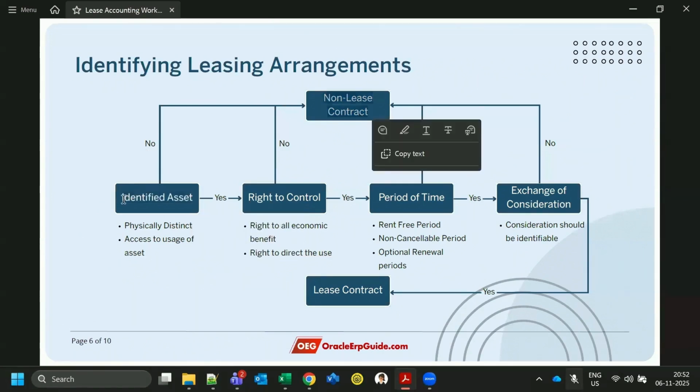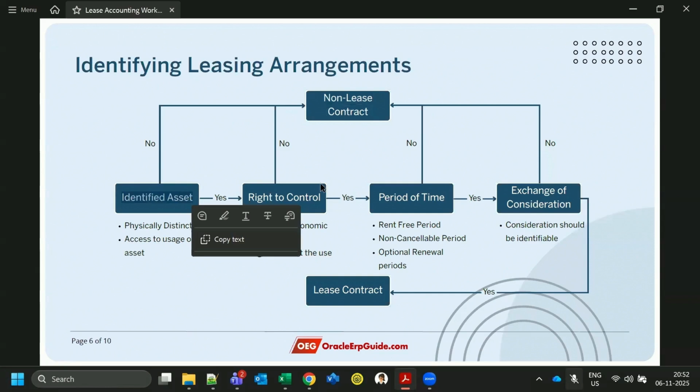Once we have identified the asset, we go to the next point, which is the right to control. This means that whatever property you are taking on lease, or on rent, for better use of words here, you should have a complete right of control on that property. If there's a property which you're taking on lease, but the right of control is again with the landlord, it cannot be termed as a lease contract.